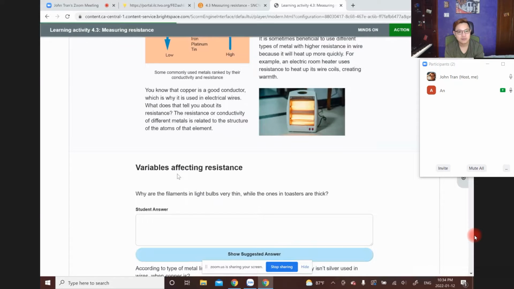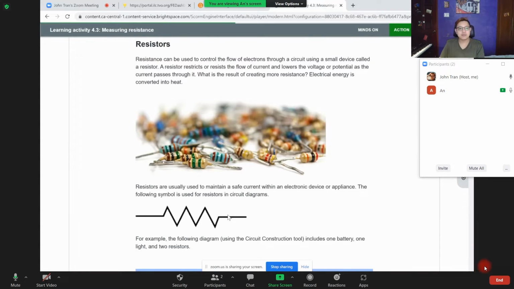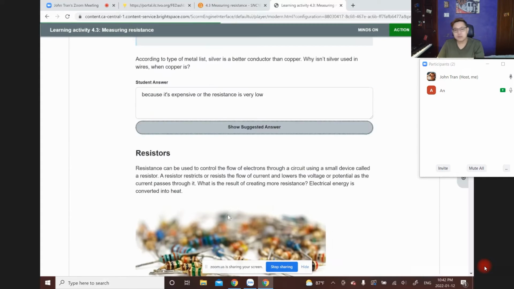Variable affecting resistance. Why are the filament metals in a light bulb very thin? Please answer that. Okay, did you successfully get the answer? Yeah.